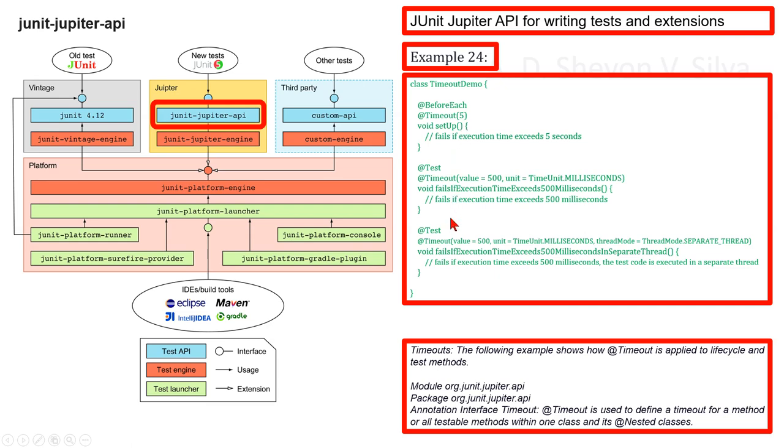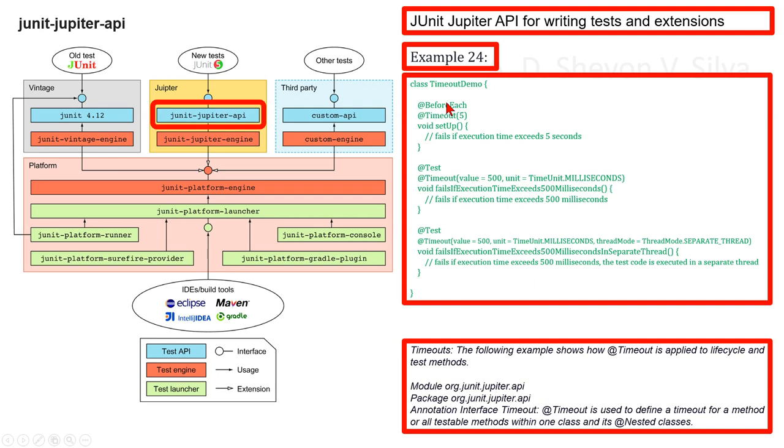To apply the same timeout to all test methods within a test class and all of its nested classes, you can declare a timeout annotation at the class level. It will then be applied to all test, test factory, and test template methods within that class and its nested classes, unless overridden by a timeout annotation on a specific method or nested class.